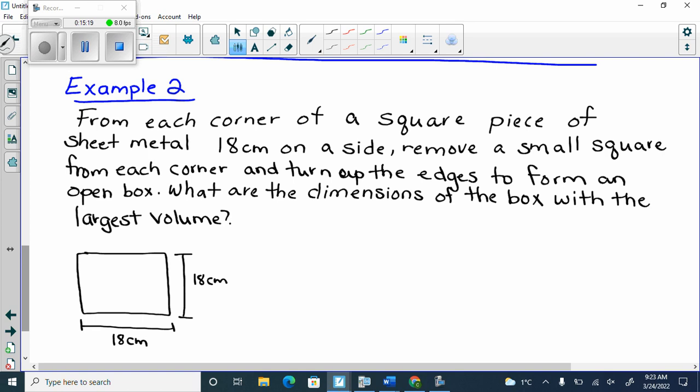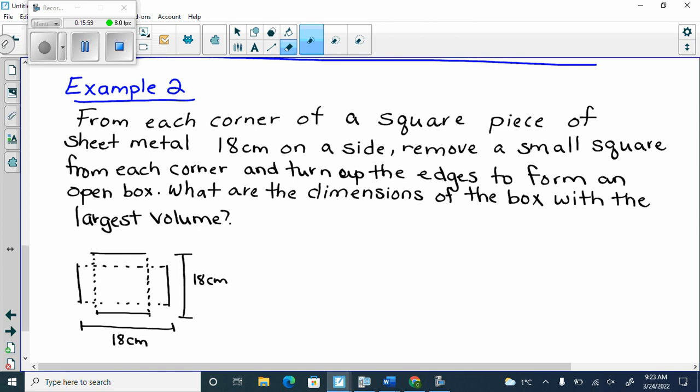They remove a small square from each corner, and you've seen this before, where they have the dashed line. And then this part doesn't exist, right? And then when I turn it up, you'll actually have an open-topped box, right? When you fold it up.